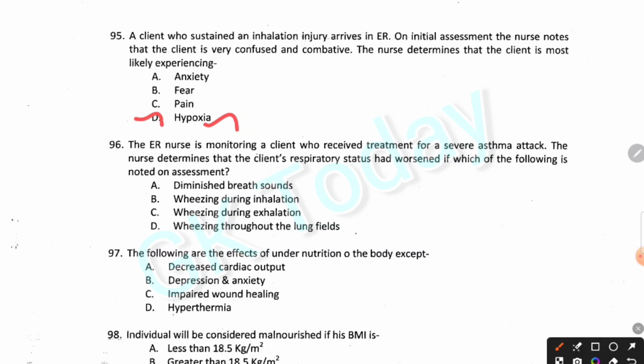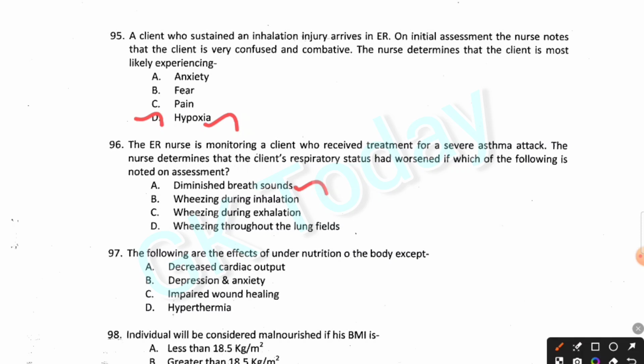Question number 96. The ER nurse is monitoring a client who received treatment for a severe asthma attack. The nurse determines that the client's respiratory status has worsened if which of the following is noted on assessment. Correct answer is option A, diminished breath sounds. In the ER, the nurse is monitoring a client who received treatment for a severe asthma attack. The nurse determines that the client's respiratory status has worsened if which of the following is noted on assessment. Diminished breath sounds. Correct answer is option A.